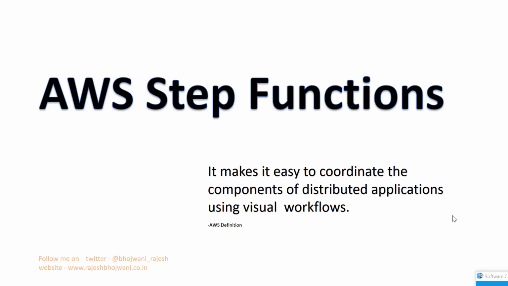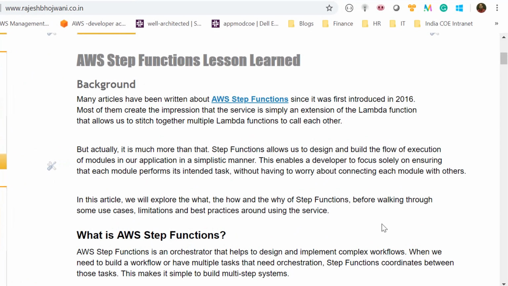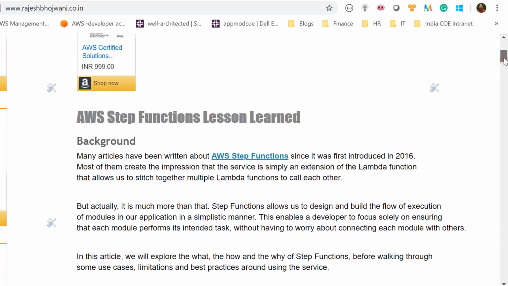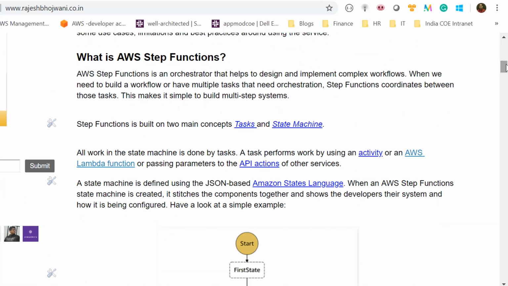I've been talking much through the PPT. Now let's go to the AWS console and see how exactly Step Functions works. But before we go to the AWS console and look at the real application, let's first try to understand some basic jargon or basic terminologies around Step Functions. So I will open a blog written by me on AWS Step Functions and first try to understand what basically Step Functions are.